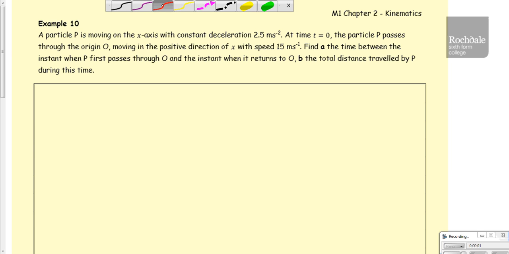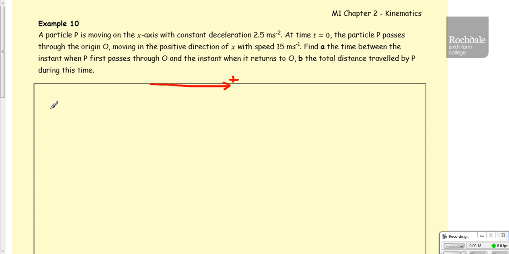M1 Kinematics Example 10. This is quite a challenging example, and this is the sort of thing that you might get towards the end of an exam paper. We've got a particle moving along the x-axis. The x-axis, as we know, is positive going towards the right.